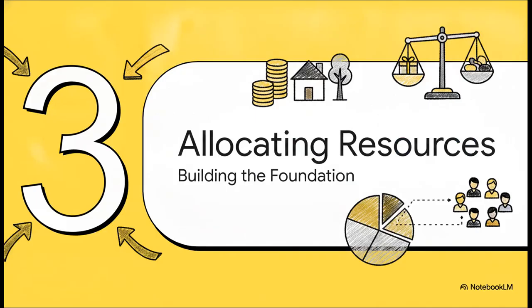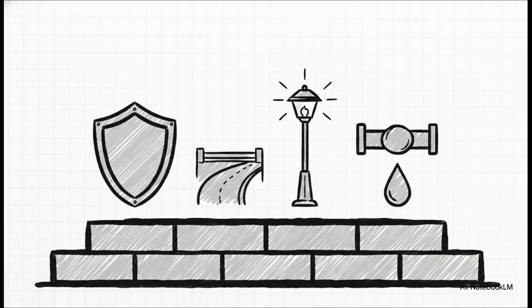Okay, so now that we know what the system is made of, let's look at what it actually does. Section 3, allocating our shared resources. This is the first core function we'll cover. The allocation function is all about building the baseline foundation of a society.